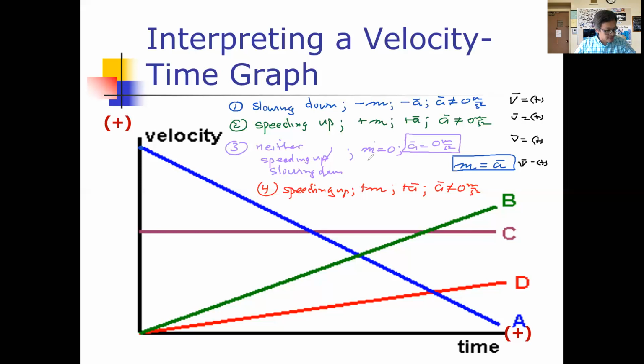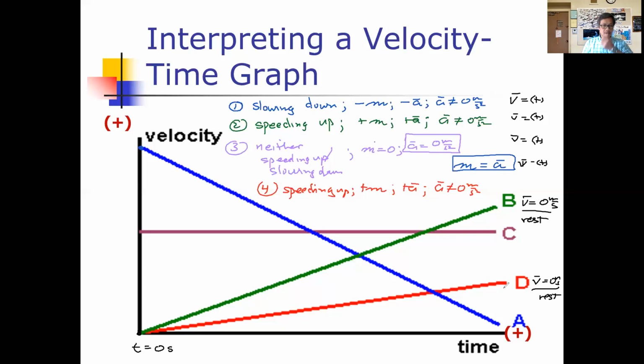The second question then is, what are the speeds of each one of these objects at the start? At the start then is here. This is where time is equal to 0 seconds. Object B and D, its velocity is 0. We can say that for certain, because they start out at the origin. So we know then that objects B and D are at velocity 0. That means that they start at rest.